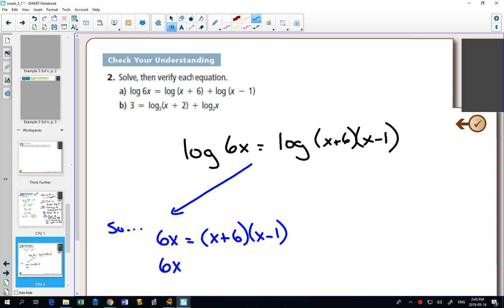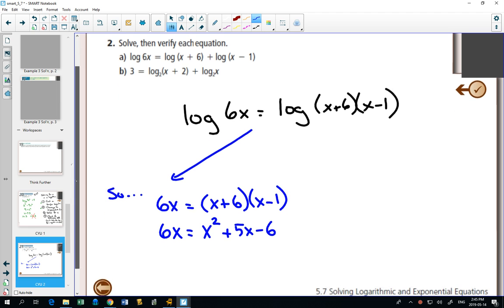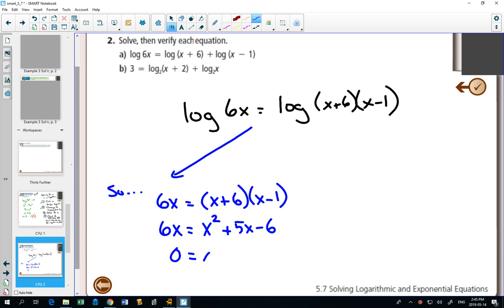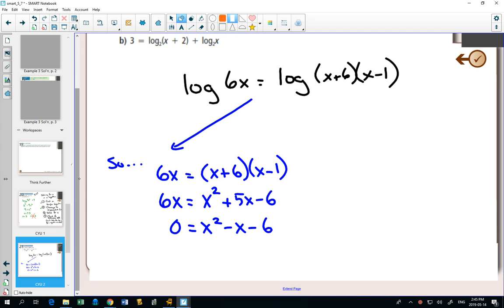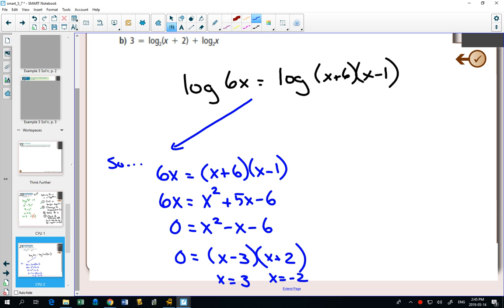Well, I could expand this side to be x squared plus 5x minus 6. Put my quadratic equation. I solve a quadratic equation by moving everything over to one side. And I can factor x minus 3, x plus 2, so I get 2 answers. x equals 3 and x equals negative 2.